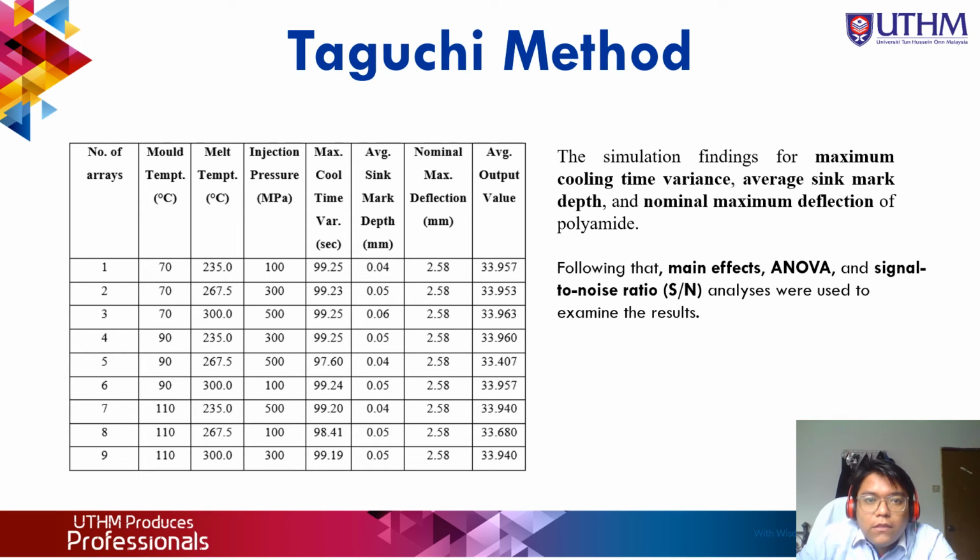Alright, so the second section of the result is about the Taguchi method. Based on the table, we insert the value of input parameter in the Minitab software. So the simulation findings for maximum cooling time variance, average sink mark depth, and nominal maximum deflection of polyamide, these three we insert into the Minitab. Following that, main effect, ANOVA, and signal to noise ratio analyses were used to examine the result.